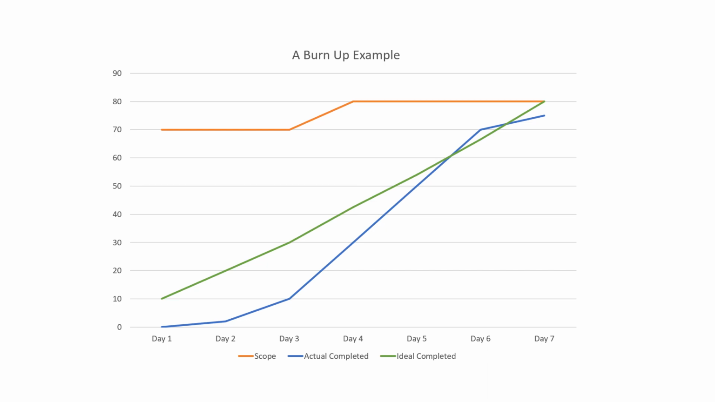So on day 1, we had 70 hours of work in our scope. The actual completed was 0, but ideal completed was 10. And we can see here on day 2, the team could complete some more work, very little, maybe 4 hours, but the ideal completed was 20 hours. On day 3, the team showed very good progress. They could complete 10 hours, but still they are behind the ideal completed, which was 30 hours.